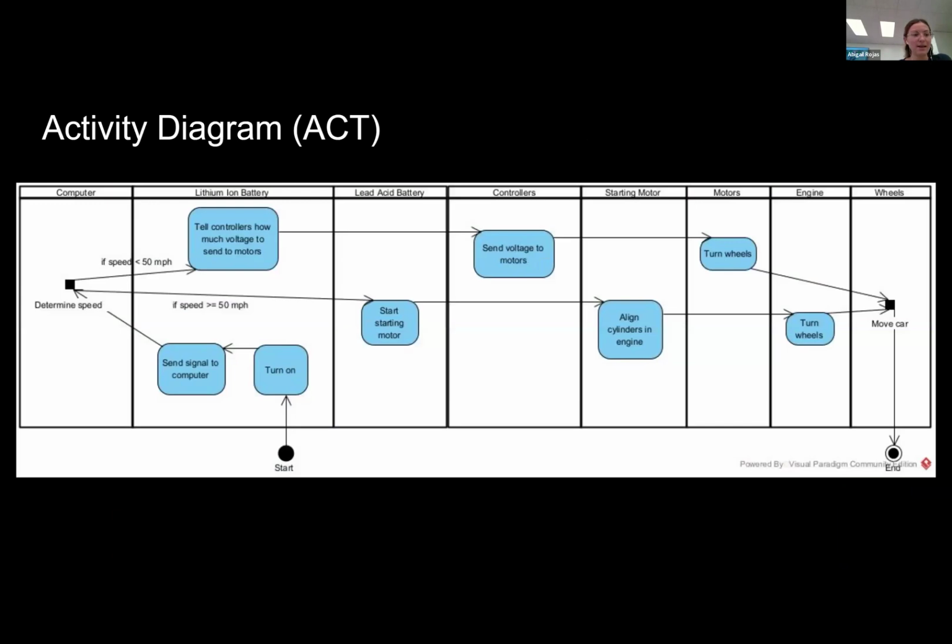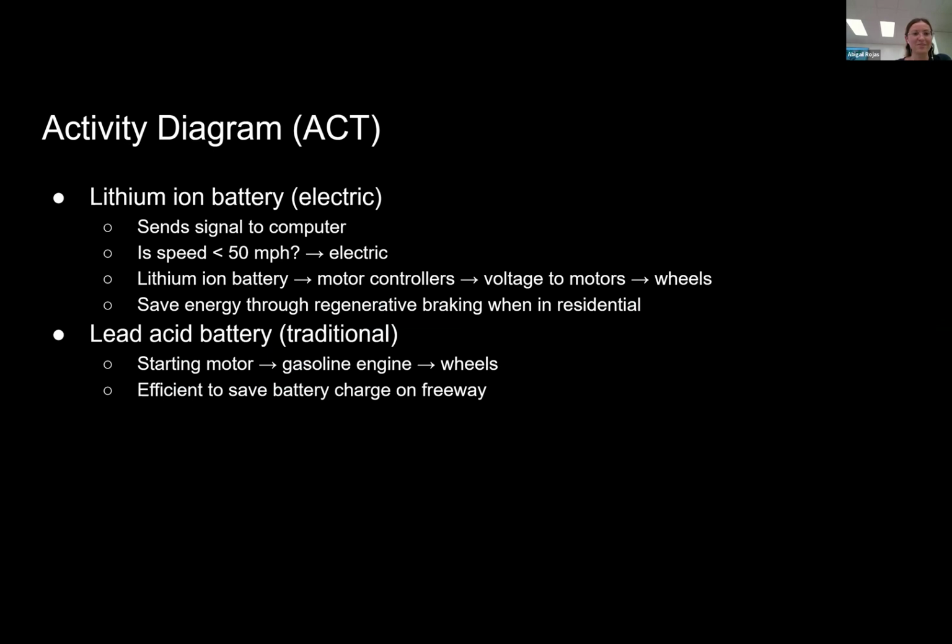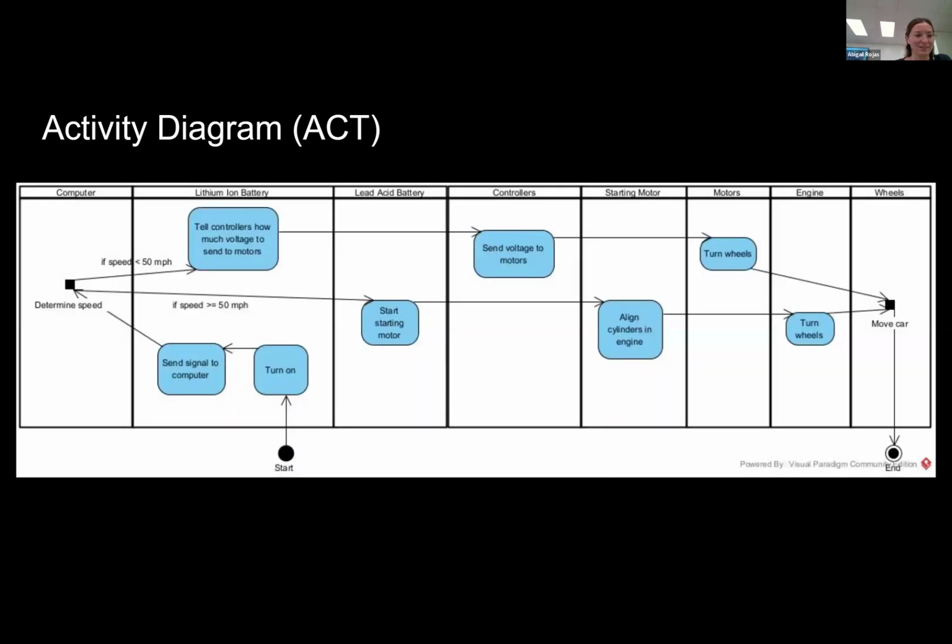For the activity diagram, I did starting the car. Actually, I'll leave it at the diagram to see. So when the car turns on, it will start with the computer determining the speed. So it'll start less than 50 miles per hour because you're not moving at first. And it will go to the lithium ion battery, which is what electric cars use. And then that will send the signal to the controllers to send voltage to the motors, which will then turn the wheels of the car.